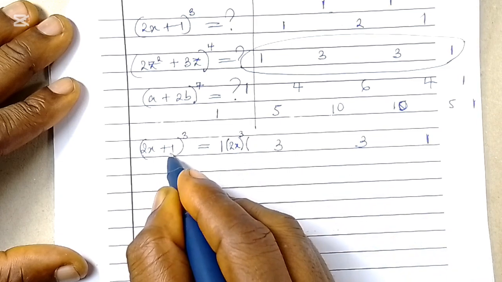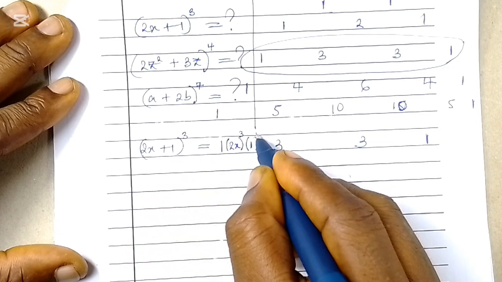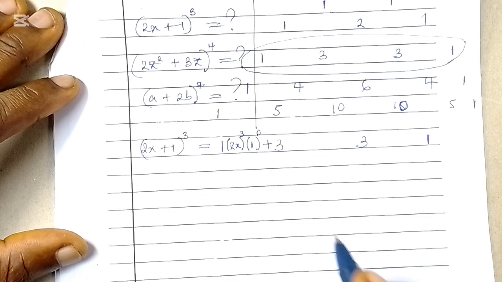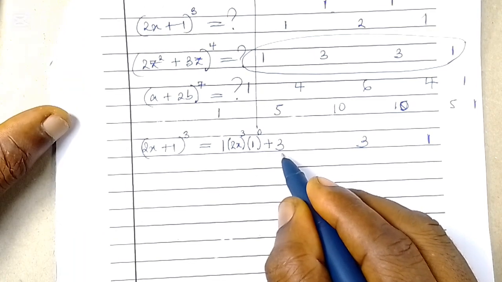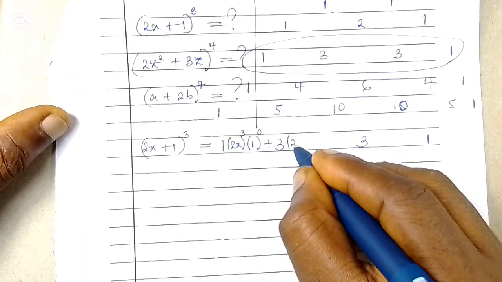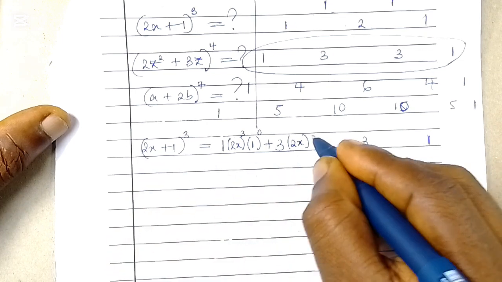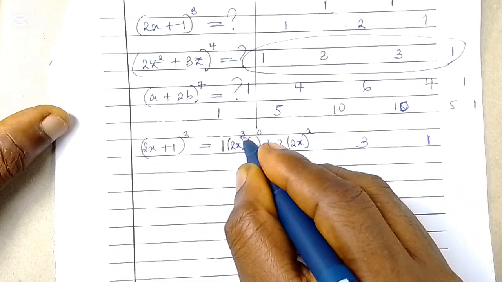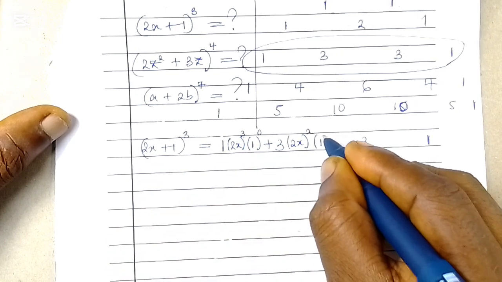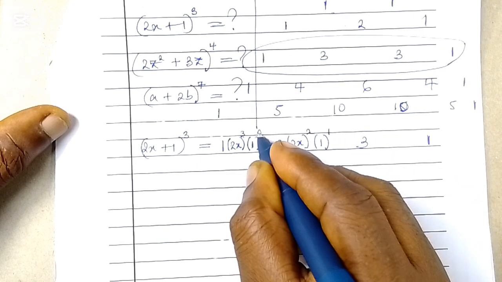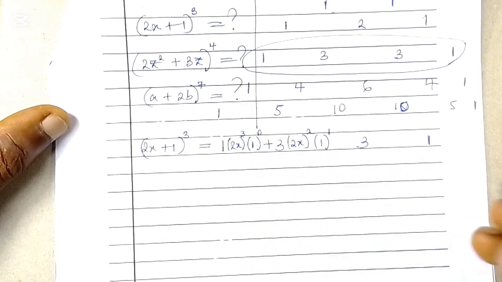I'm going to take the second term, 1, put it here raised to power 0, plus. I'll come to the next. The coefficient has already been determined to be 3. I'll put here 2x, the first term, raised to the power of 2 because it will drop by 1. And I will put here 1 raised to the power of 1 because this will increase by 1 from 0.